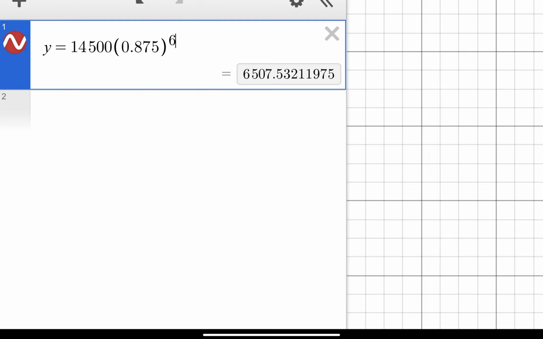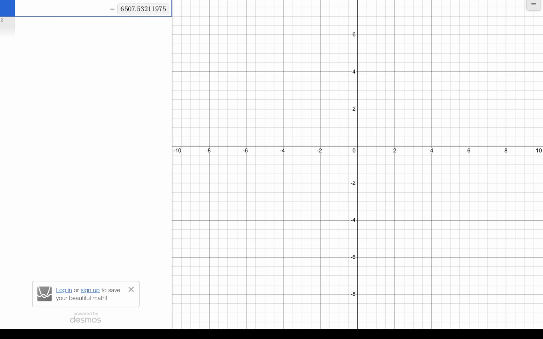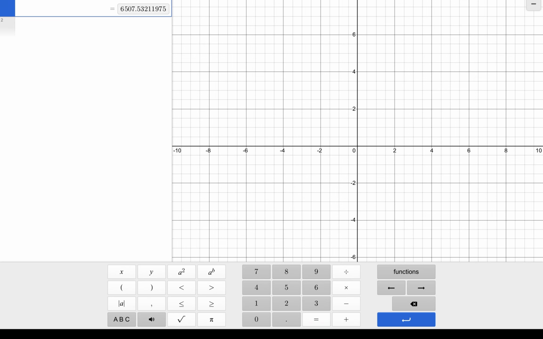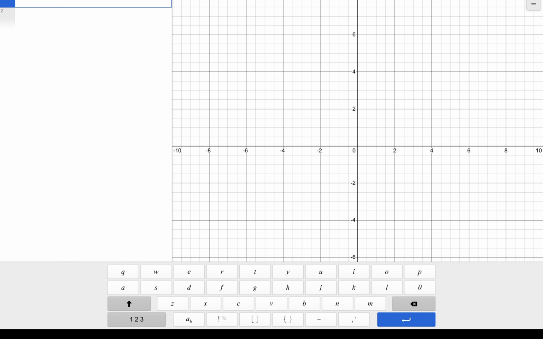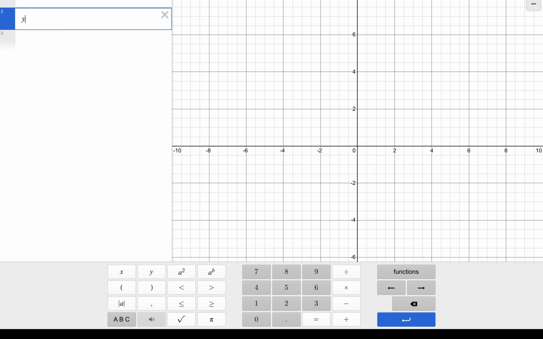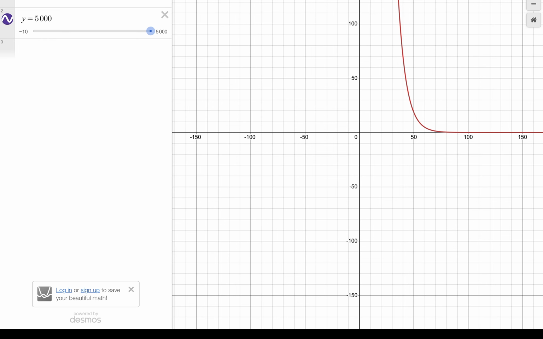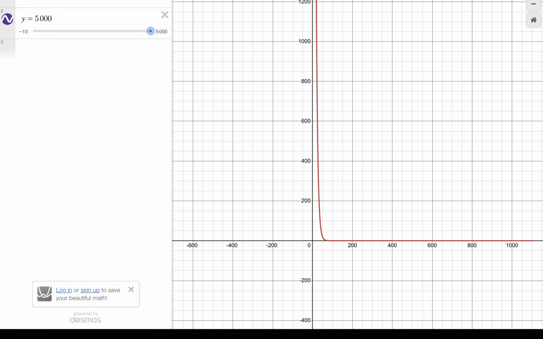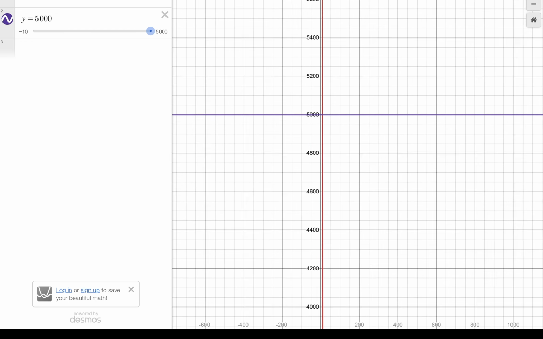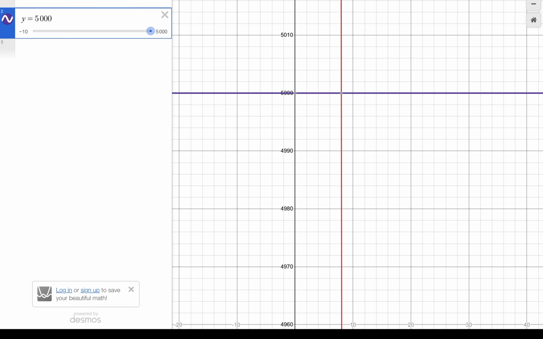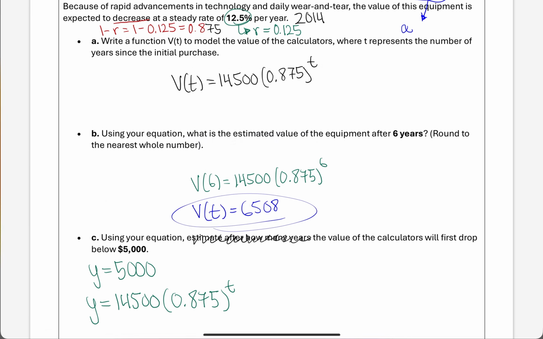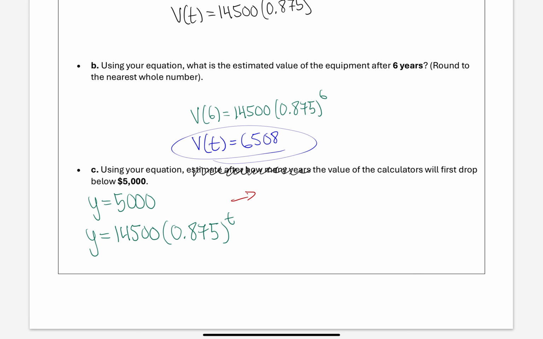So let's go back here. We're going to replace that with a t. There we go. And then we have our y equals 5,000. And this is going to be a very large number, so you do have to zoom out right here. Let's see if we zoom out. Yep, there we go. All right, so now when we click on the point of intersection, we're going to get 7.97, or essentially 8 years, if we round to the nearest whole number. So this is going to give us a time frame of 8 years.